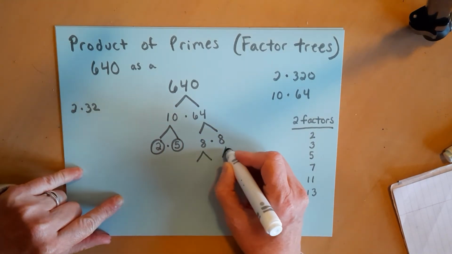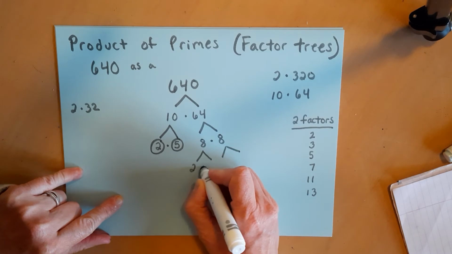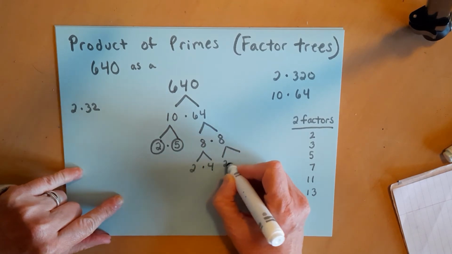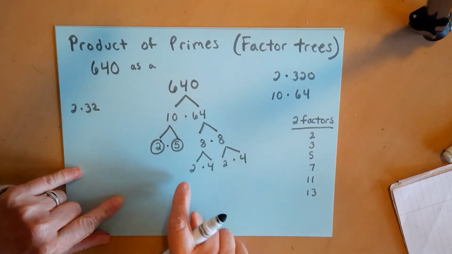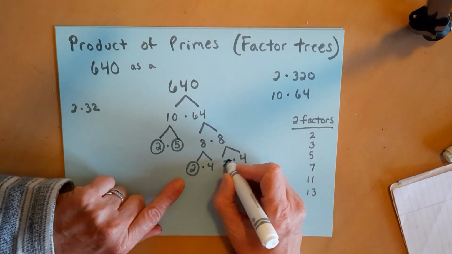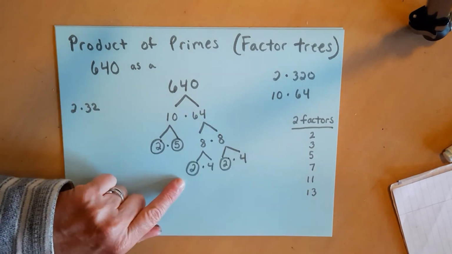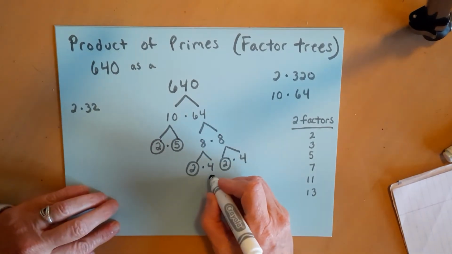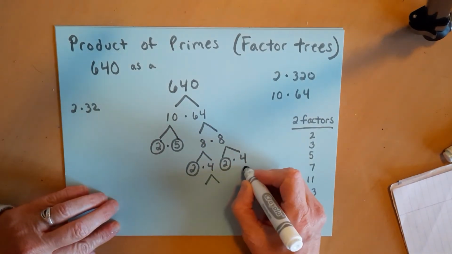So here we're going to do our 8s, and we're going to do 2 times 4, because 2 times 4 equals 8. And again, we see a prime number, so we'll circle it. Remember that 2 is the only even prime number. All the other even numbers can't be prime because you can divide them by 2.